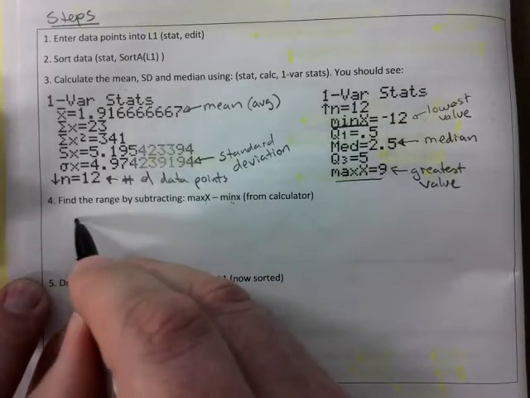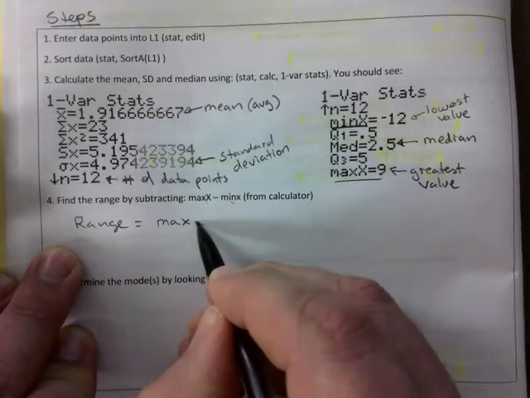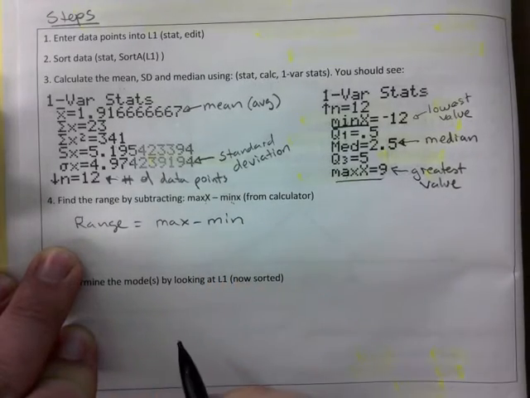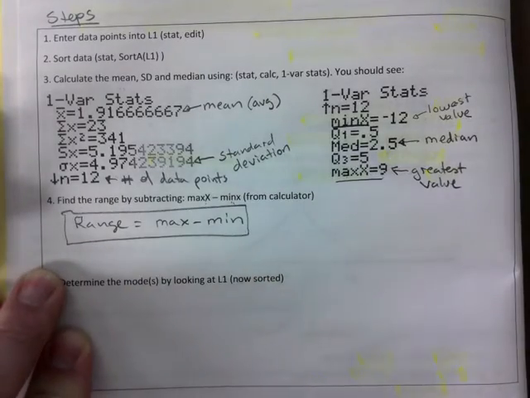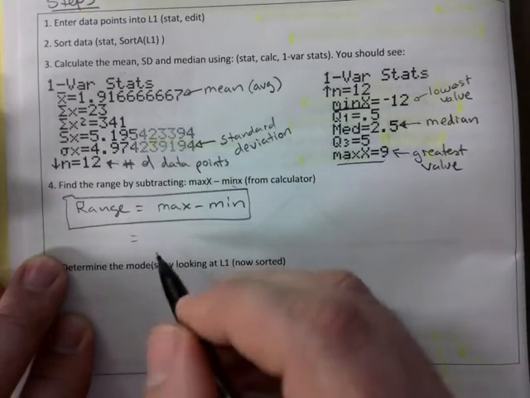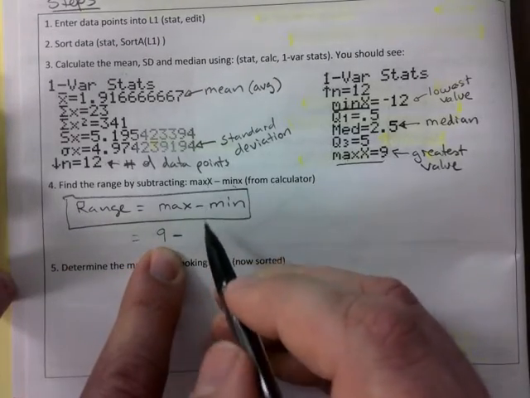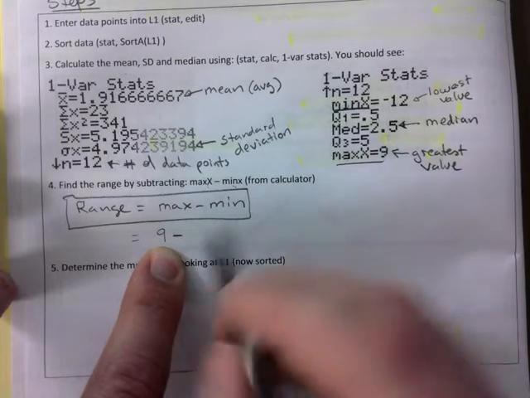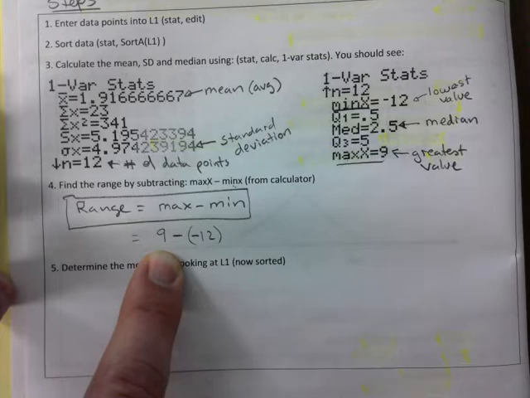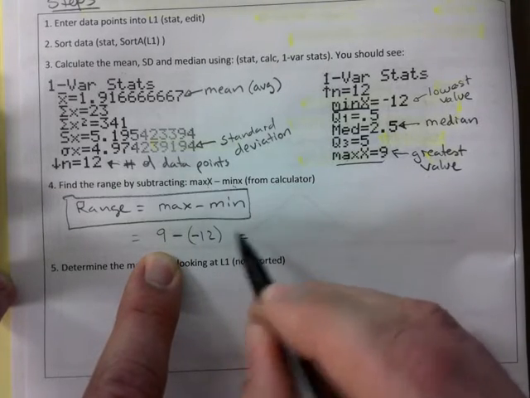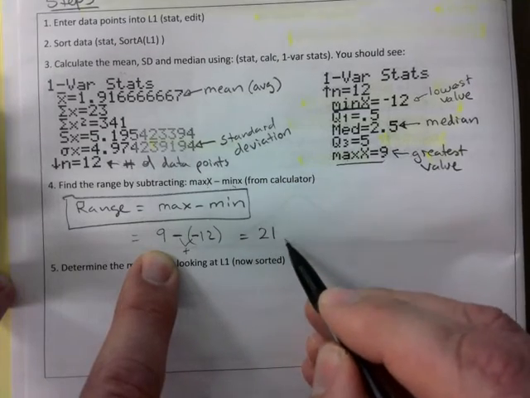So range is max minus min. I don't know if you need to have that on your study sheet. But in this case, it would be max is 9 minus, right? The minus comes from here, and your min happens to be negative. So it's minus negative 12. Okay? And these turn positive, of course. So it's really 21 units.